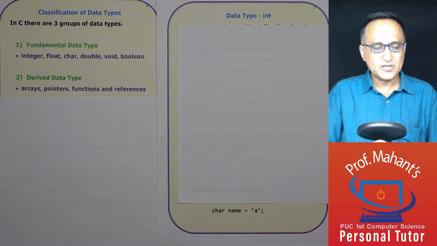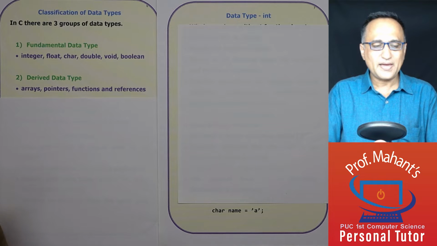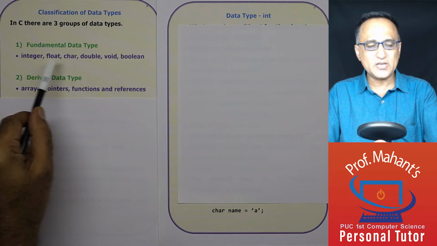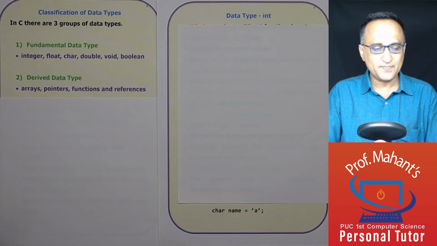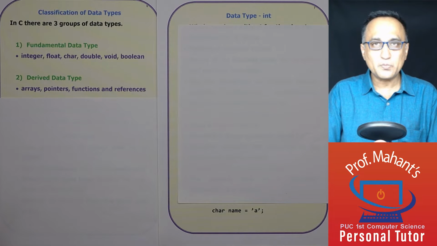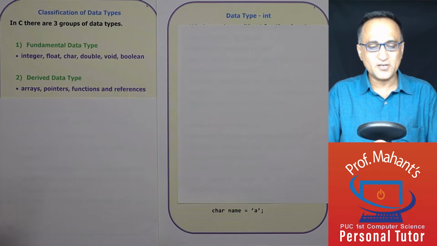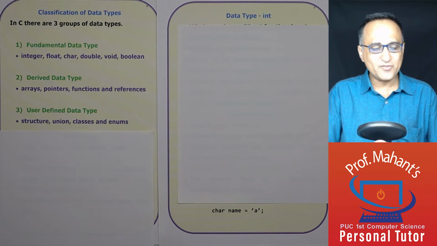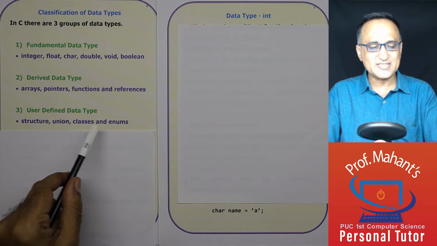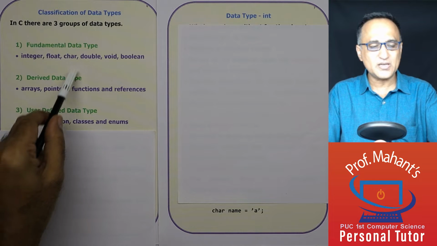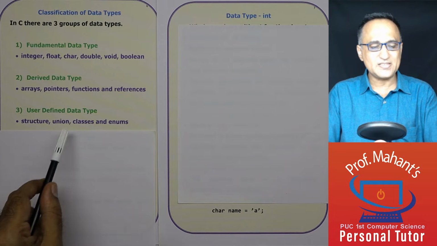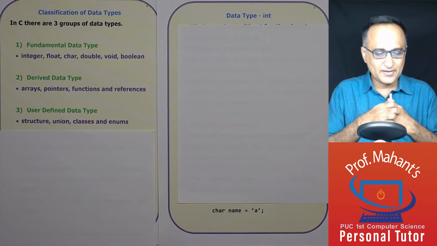Derived data types. For example, arrays. You can build arrays using any of these particular data types. Then you have something called pointers, which are nothing but addresses of memory location, functions and references. And then last, you have user defined data types: structures, unions, classes, enums. These are all created using some of these two, and this is known as user defined data type.